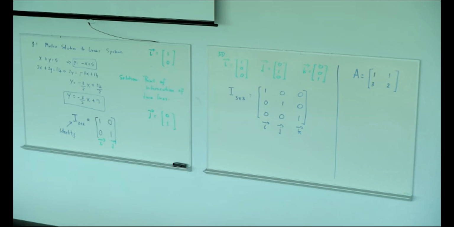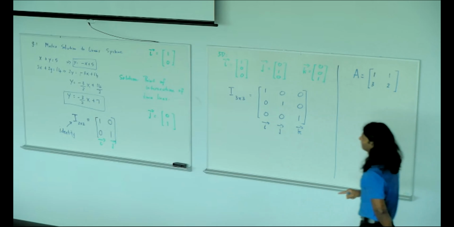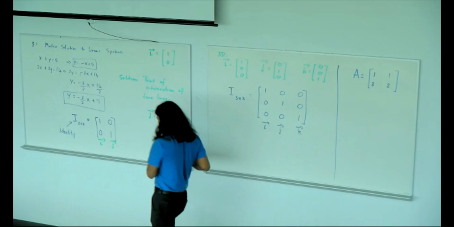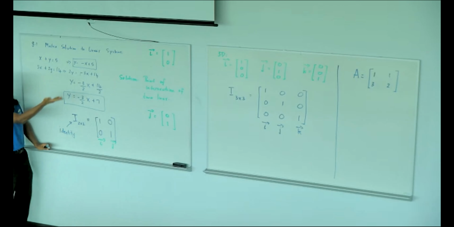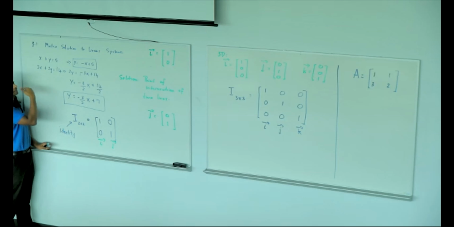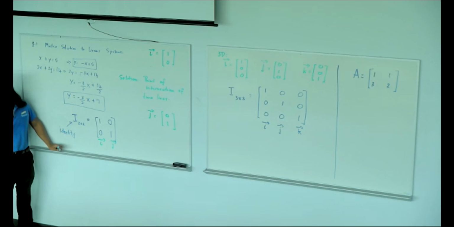Understand? Okay. Now, I want to write the right-hand side as a matrix, but then it's not really a matrix. It's a vector, but a vector is a matrix. So how would you write that as a vector?